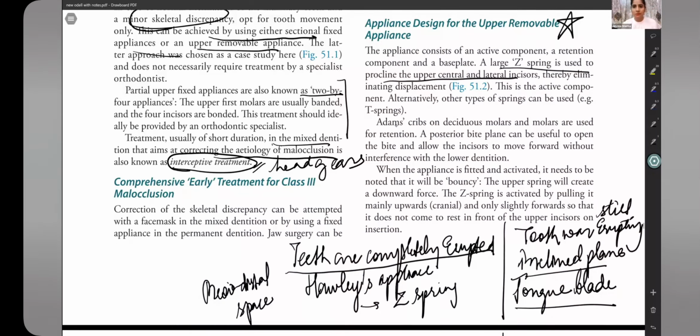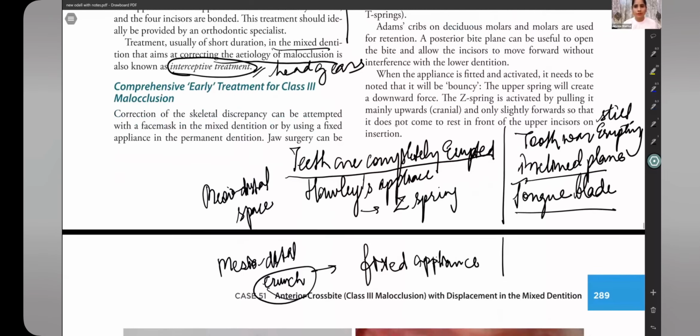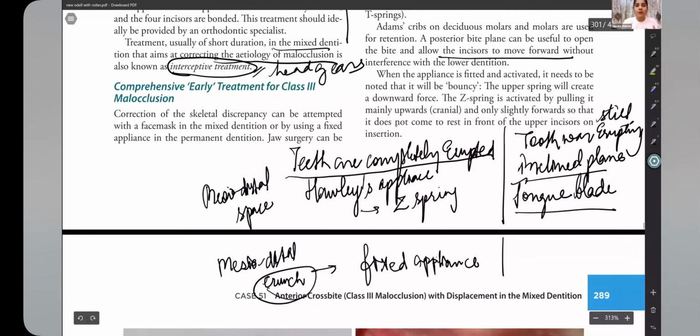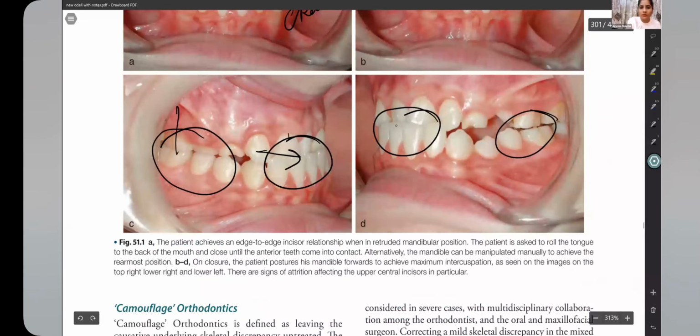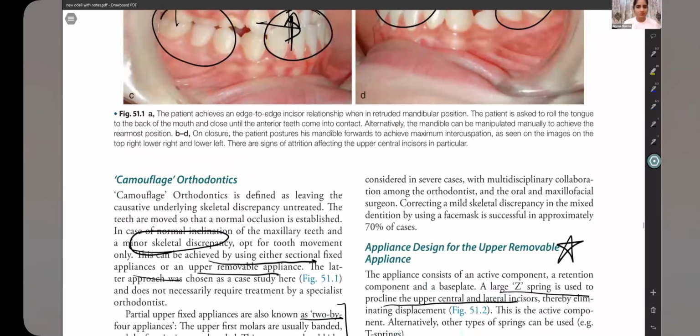This is an active component. Alternatively, you can use a T-spring also; these are spring designs. Then Adams cribs on deciduous molars and molars are used for retention. And you will have to add a posterior bite plane, a little bulk on the posterior teeth, to raise the bite, to open the bite, which will allow the anteriors to move forward. Because without raising the bite, there is a negative overjet, so the lower anteriors would hinder the forward movement. So you'll have to raise this bite so that these teeth get disengaged and then your maxillary teeth move forward. So a bite plane is also required.